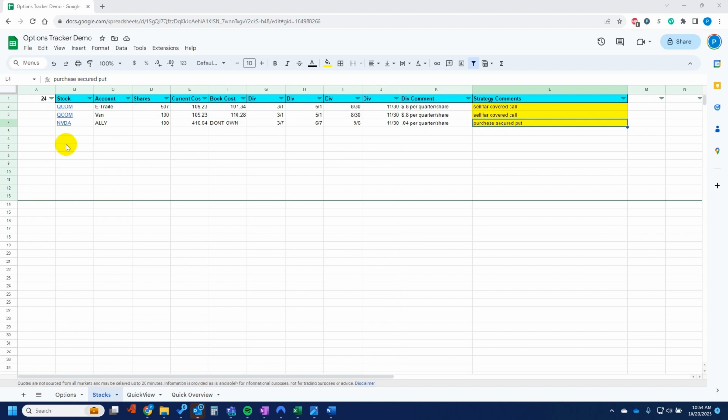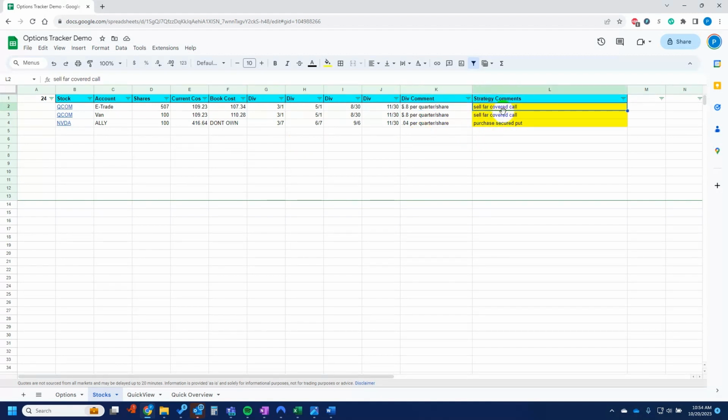Let's look at a spreadsheet I use to track my options. This first tab essentially gives me the information I need to know about a stock. I've got my ticker, the account that it's associated with, the number of shares, the current cost, what I paid for them, the book cost, the dividend dates. I don't want to be doing options transactions on dividend dates or included in dividend dates because the price becomes quite volatile. But I see my dividends expected per quarter, and here I have a strategy for that stock.